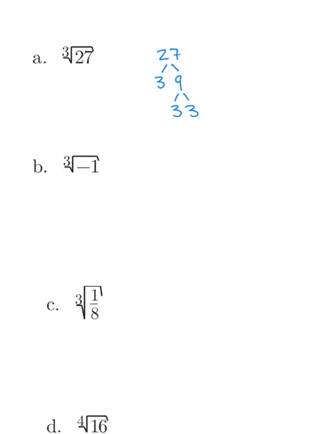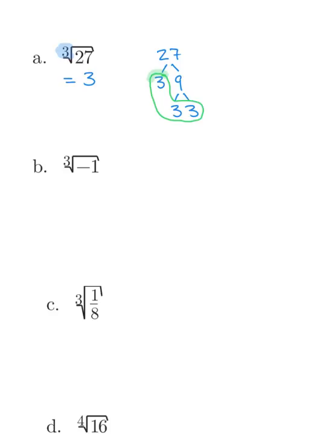Now for this one, since we are looking at cube roots, we are looking for groups of 3. When you're looking at square roots, you're looking for perfect squares or groups of 2. When we're looking at cube roots, we're looking for cubes or groups of 3. So what do we have here? I have one group of 3. This is equal to positive 3. The cube root of 27 equals 3.